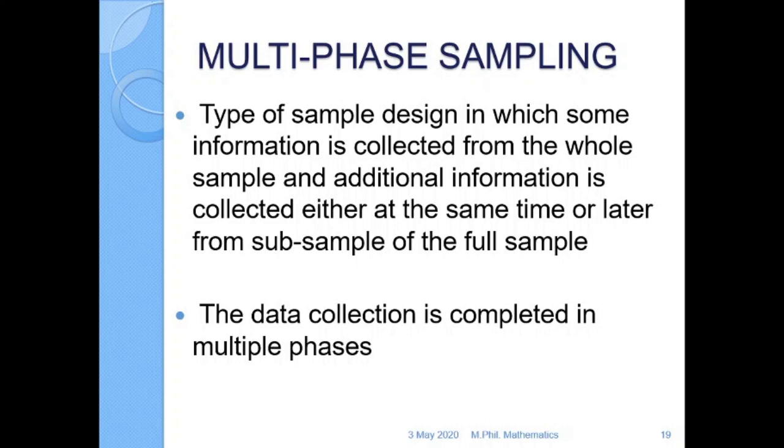Another non-probability sampling technique is multi-phase sampling, in which the sampling is carried out in multiple phases. Some information is collected from the whole sample, and additional information is collected either at the same time or later from a subsample or from the full sample. So it's completed in multiple phases, hence the name.